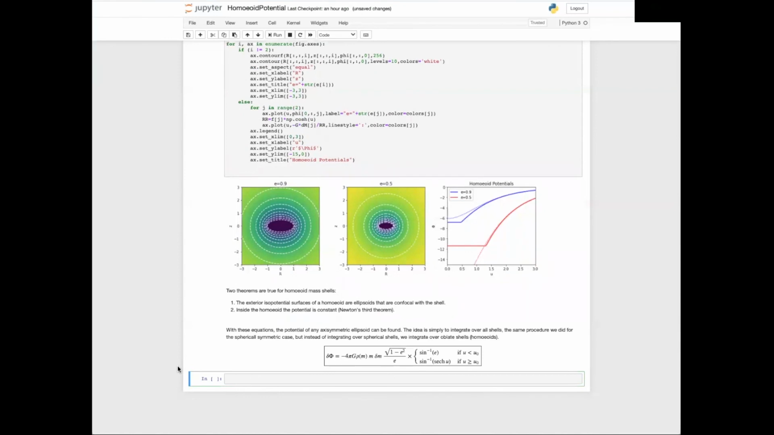So we're done with the homoeoid potential. With these equations, the potential of any axisymmetric ellipsoid can be found. And the idea is simply to integrate over all shells in the same way that we did for the spherically symmetric case. But instead of integrating over spherical shells, we're now integrating over oblate shells, the homoeoids.